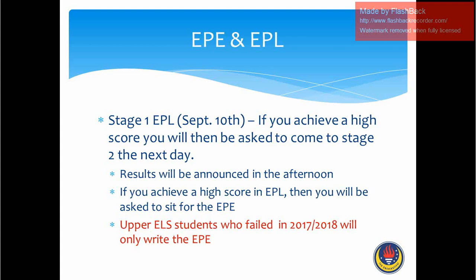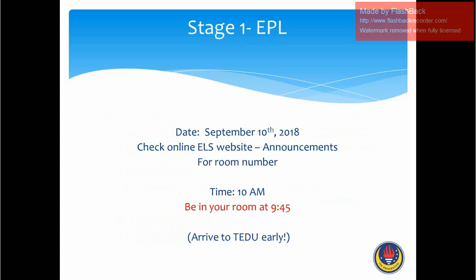Now, what it means to pass the EPL is that if you get a score which places you above intermediate, that means you're an upper student, you are then required to do the EPE, which is stage 2 and 3. Now, the EPL stage 1 is on September 10th.